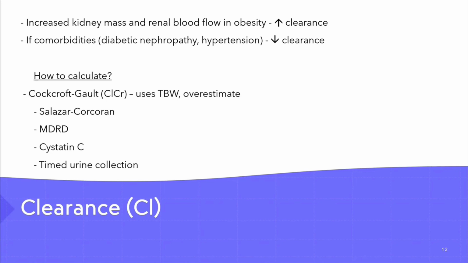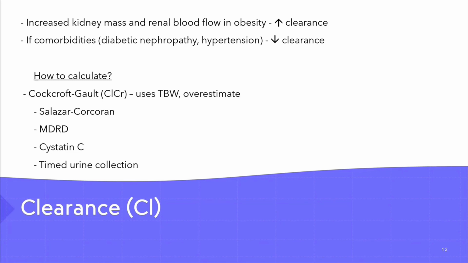And of course, as with most of this presentation, there's not a clear answer on how to calculate clearance in obese patients. In general, we know that the Cockcroft-Gault equation is one of the predominant equations used to calculate renal clearance. But it also carries some significant biases, especially when we use total body weight to estimate clearance in these obese patients. And so often it can overestimate their renal function.